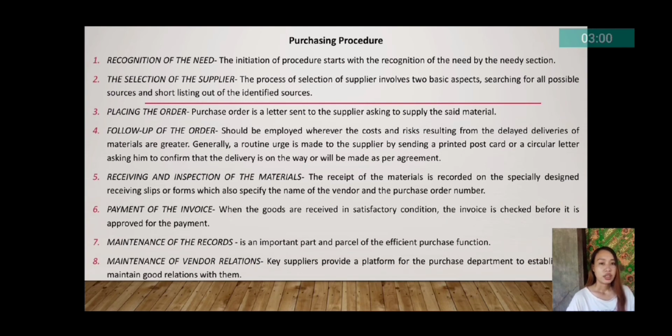Maintenance of the records. It is an important part and parcel of every efficient purchase function. So, it is important that we maintain our records well.